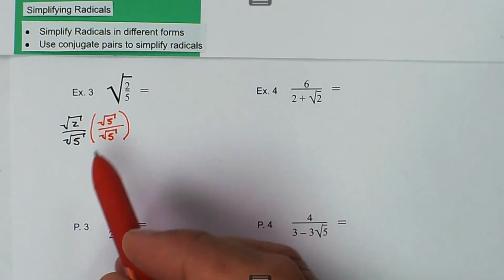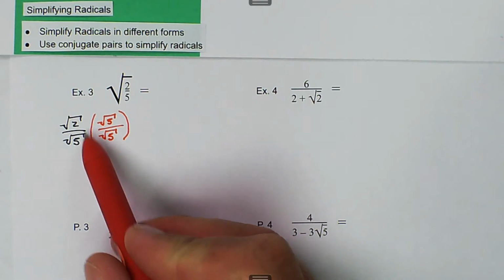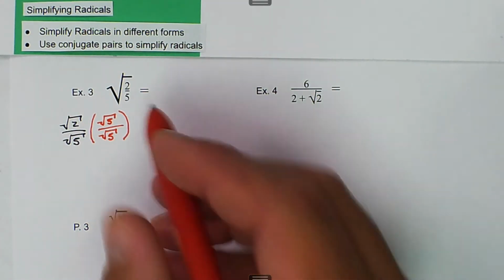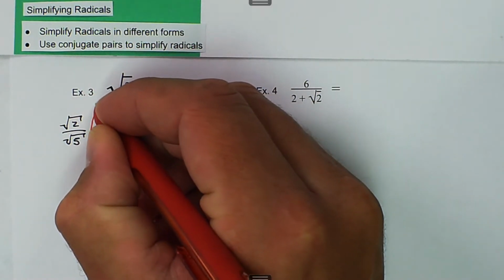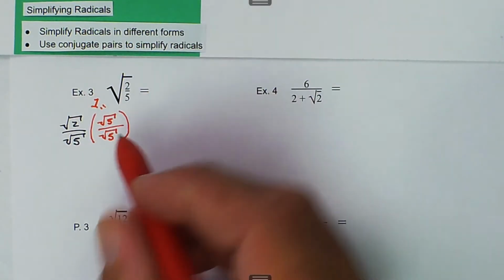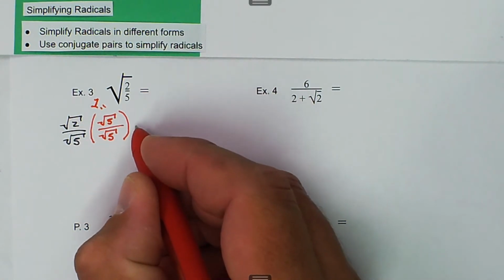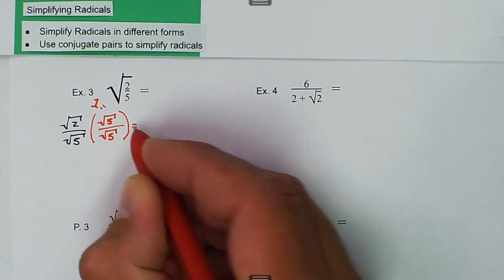Now, the reason that this is okay to do is because we're not changing the value of this fraction, because we remember that the square root of 5 over the square root of 5 is actually just equal to 1. So all we're really multiplying this by is 1. So we're just going to change the way it looks, but we're not going to actually change the value.